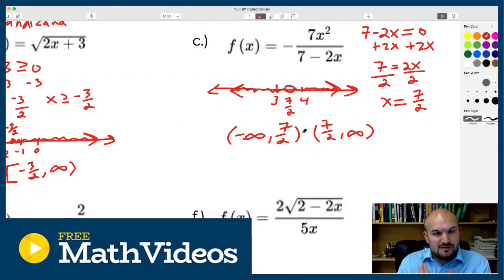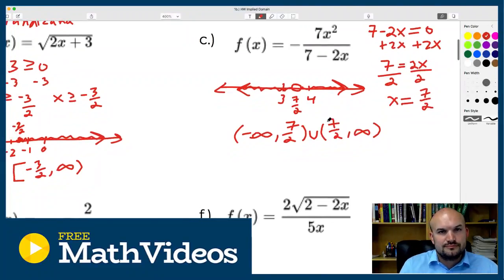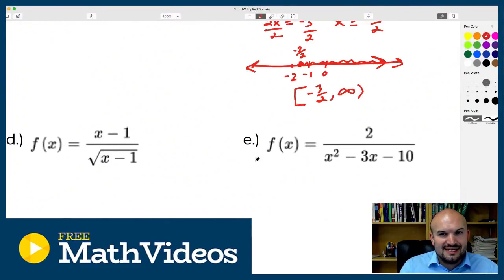And then we can just combine these two domains together by using the union symbol. All right, so now let's get into some examples where we have a radical in the denominator. There's a couple different points here. We're dealing with the constraint that you can't take the square root of a negative number, and we're also dealing with the constraint that you can't divide by 0.